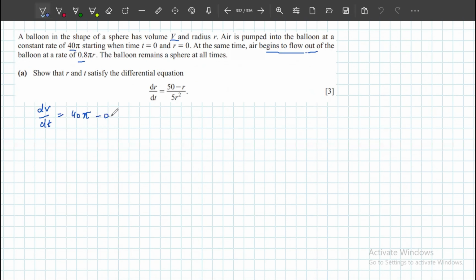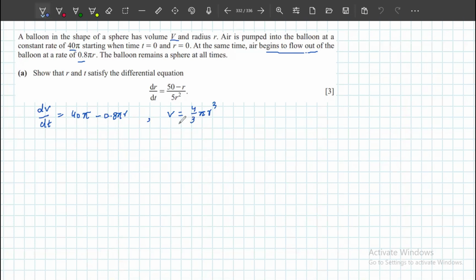So the balloon at a rate, that rate we can subtract, 0.8 pi r. So next, the balloon remains a sphere at all times. So we have to show this dr over dt. Remember that we need the chain rule also here to show this part. For that, we must know the volume of a sphere as well. Like volume of sphere is V equals 4 over 3 pi r cubed.